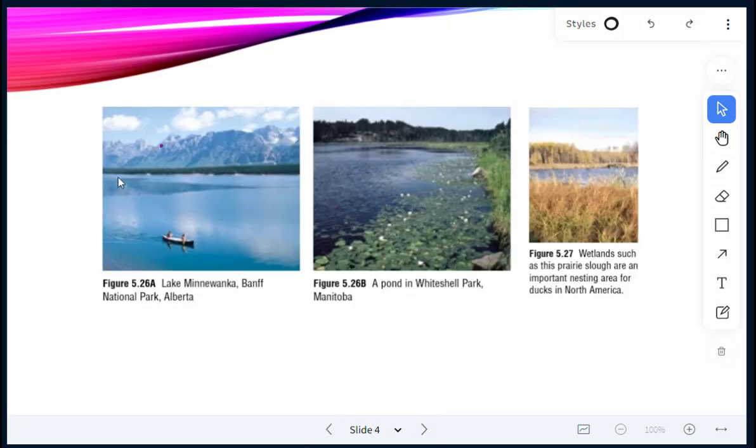So here's a lake. This is Lake Minnewanka in Banff National Park. This is a pond, Whiteshell Park in Manitoba, and this is an example of a wetland. And again, wetlands are very important ecosystems. They're important nesting areas for ducks, especially in North America.